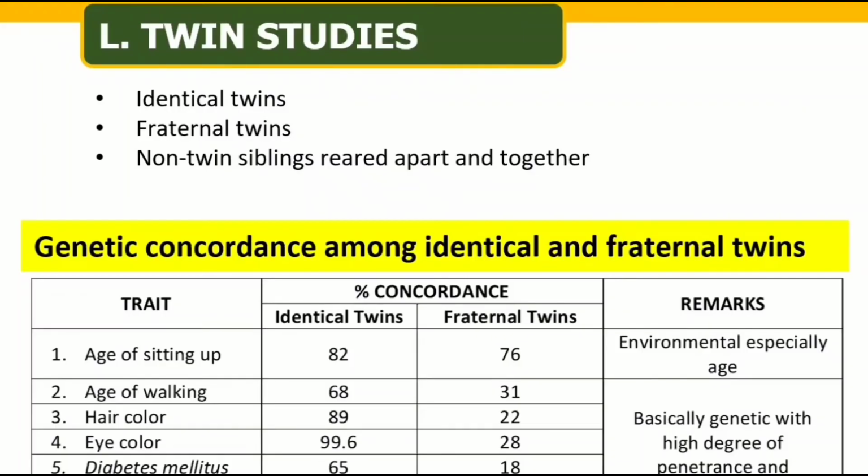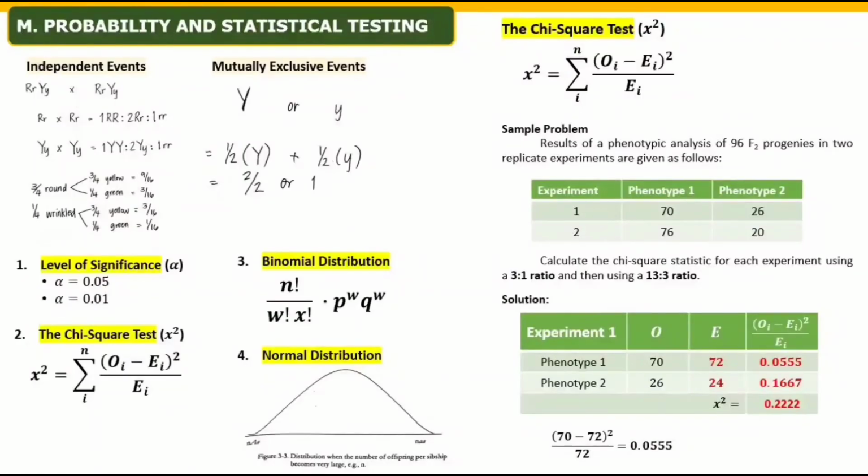So, ano yung key takeaway dito sa concordance at saka discordance? The interpretation of concordance data must be done with caution because environmental effects on some characters may be subtle. However, the concordance data emphasize the important roles of both G and E in many human traits. Okay? We are already done with the first two topics for this video. Now, let's proceed to the third and last topic for chapter 3, and that is the probability and statistical testing.